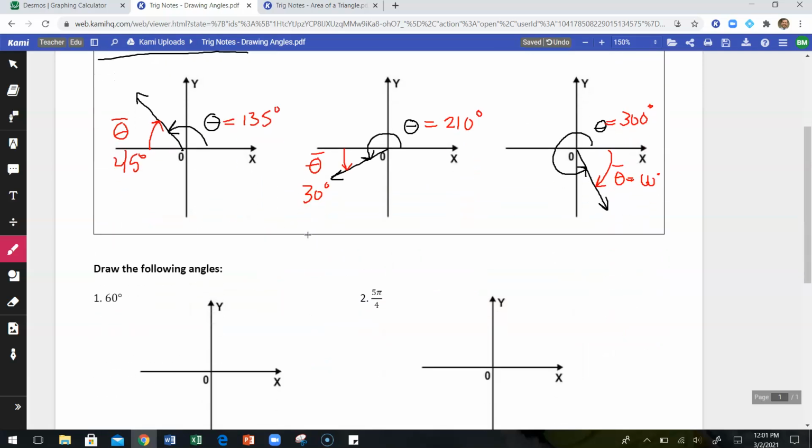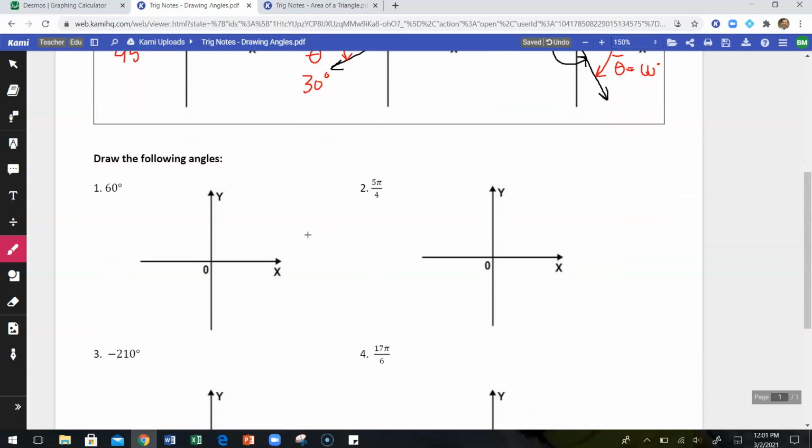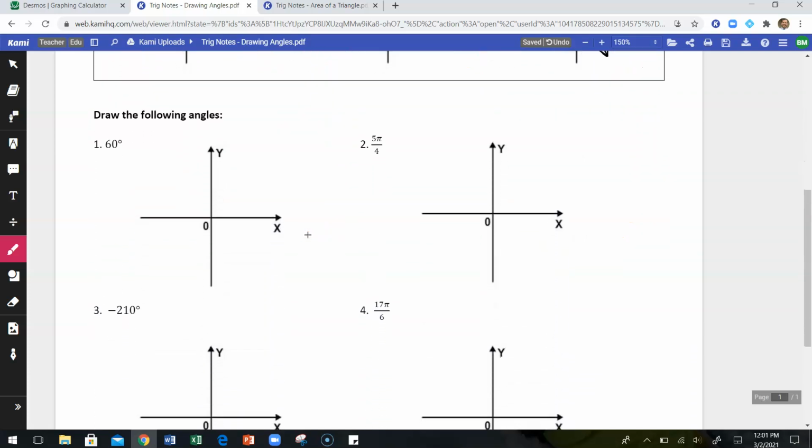On the following examples, I'm not going to necessarily worry about reference angles. What I am going to do is simply draw what these angles would look like. So 60 degrees. We know that that is a more vertical angle in quadrant 1. So I'm just going to simply draw this and say theta equals 60 degrees. If I were to draw the reference angle there, it would be the exact same angle, 60 degrees, because that's the acute angle with the x-axis.